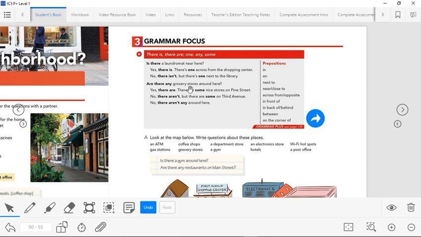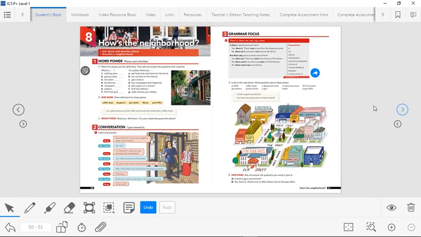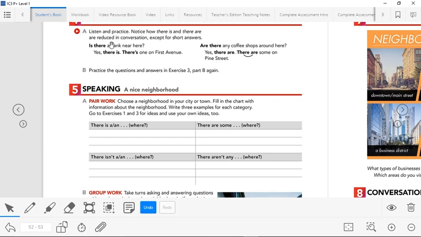Are there any grocery stores around here? Yes, there are. There are some nice stores on Pine Street. This is in plural. No, there aren't, but there are some on 3rd Avenue. And no, there aren't any around here. Okay, very good. Now, let's continue to the last two parts of today.